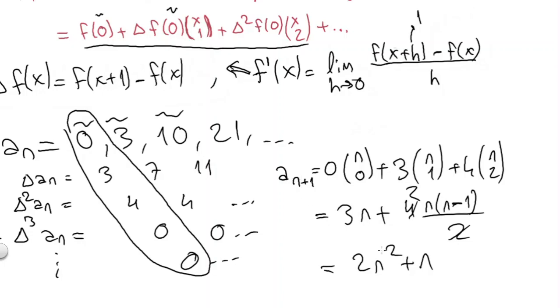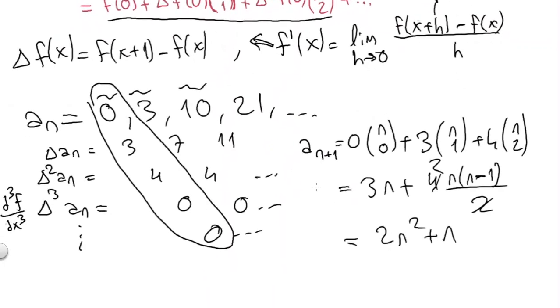So this is actually true. Let's check some values. If I put n is equal to 1, so this is correct. And so if I put n is equal to 1, it's going to give me 2 plus 1, which is 3. But if you look here, this is actually equal to a2, and indeed the second term is just 3.